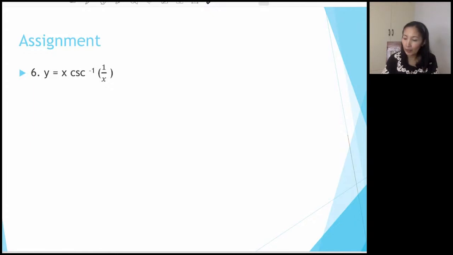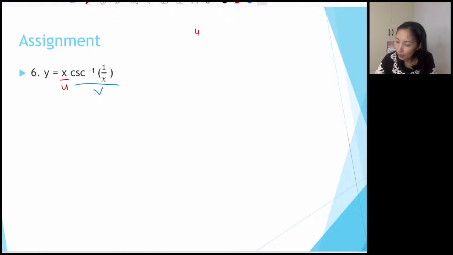Y is equal to x, arc cosecant of 1 over x. Okay, y equal to x, arc cosecant of 1 over x. So looking at the form, what rule are we going to apply aside from inverse trigonometric function because of arc cosecant? Okay, look at the given. It takes the form uv. Once again, this is a product, u times v.